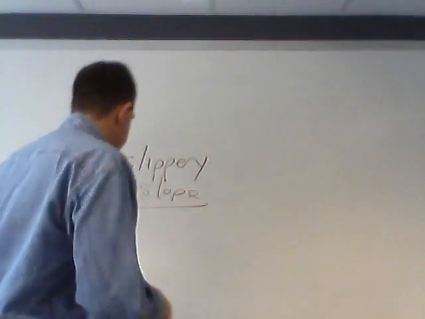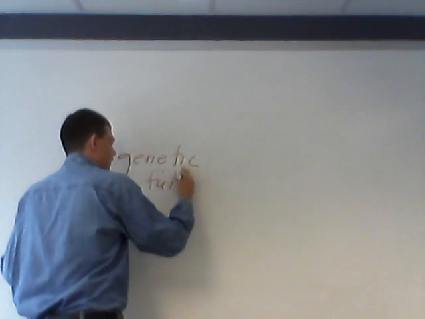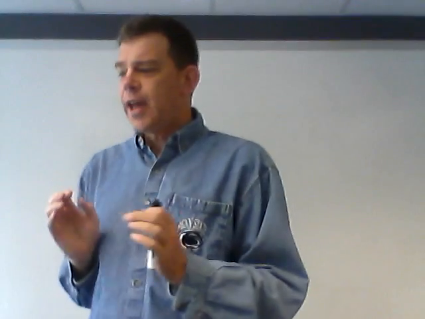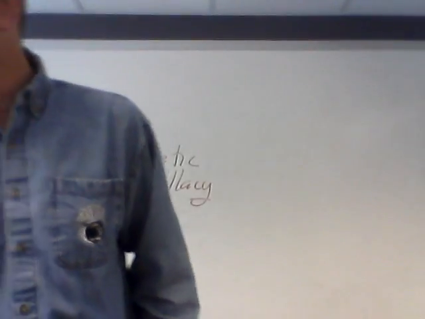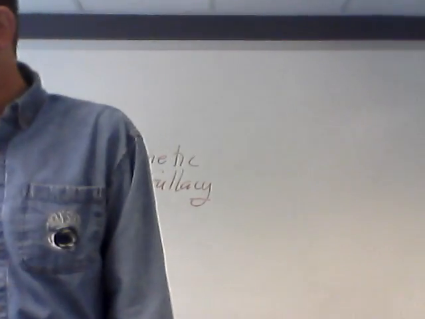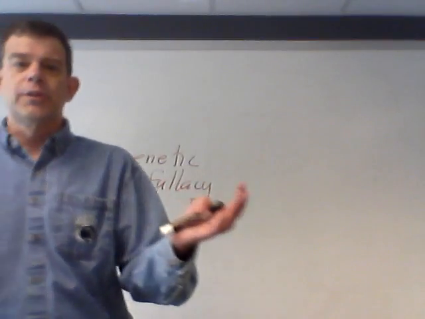Okay? The next one your book is going to talk about, and this is a little tricky, is called the genetic fallacy. Now, what's a genetic fallacy? The genetic fallacy works like this. It says that either some defect in the origin of the claim is evidence enough to refute the claim, or the reverse of that, something supportive in the origin of the claim is reason enough to support it.